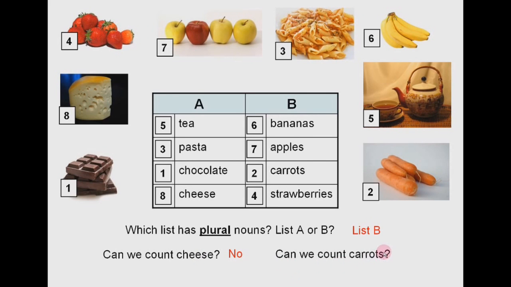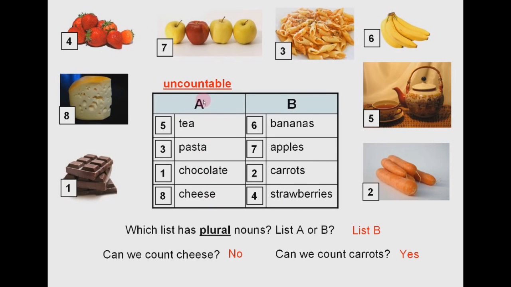Can we count carrots? Well, the answer is yes, of course. We can say 1 carrot, 2 carrots, 3 carrots, because carrots are individual objects. They are separate, so we can count them. And in fact, that is the rule which separates a noun from being either countable or uncountable.